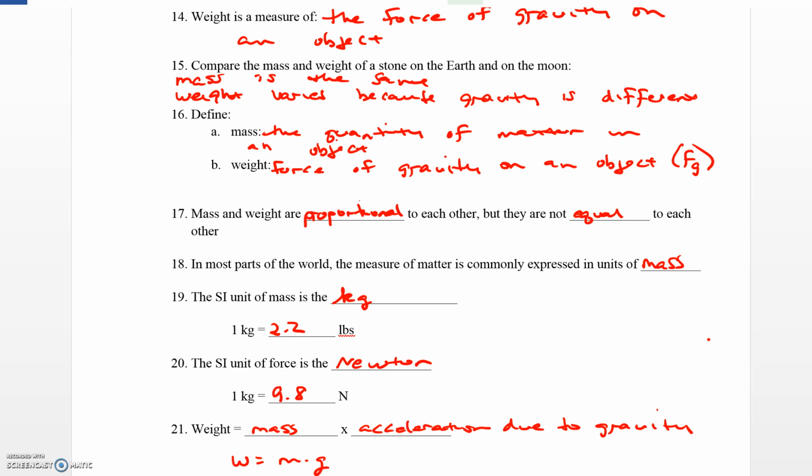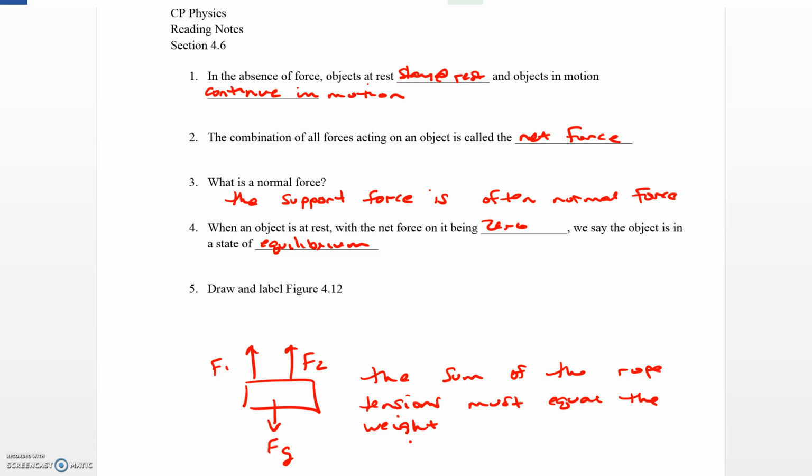And finally, in question 21, it says weight equals, and to calculate that we would take the mass of the object in kilograms and multiply it by the acceleration due to gravity, which in this case would be 9.8 newtons. We also needed to read section 4.6 in the textbook and answer some questions based on that reading.